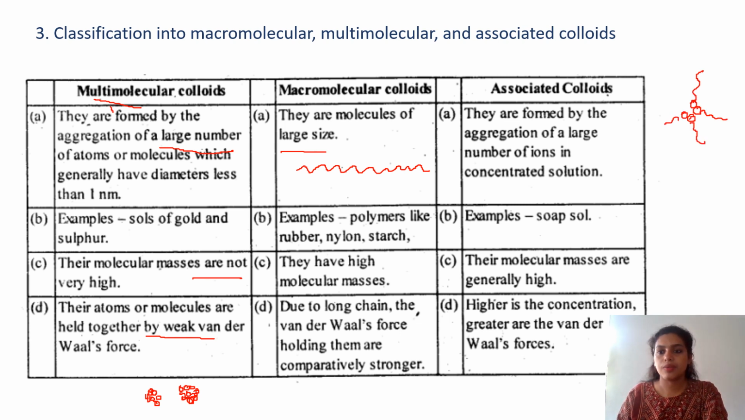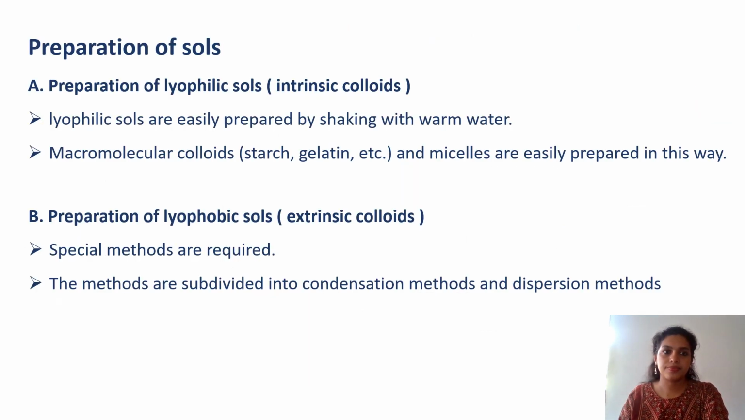You have studied that it has a polar head and a non-polar tail, right? This is what is called a micelle structure, and this is called an associated colloid. The best example is a soap solution. Their molecular masses are generally high. These are about the classification of colloids.